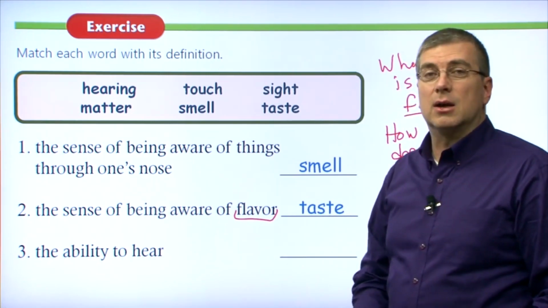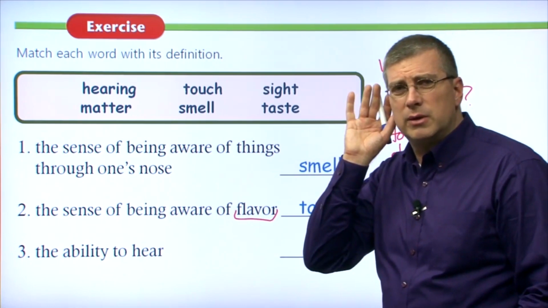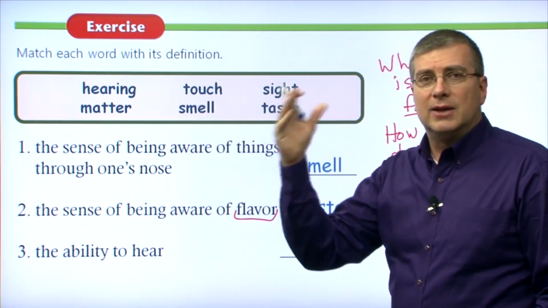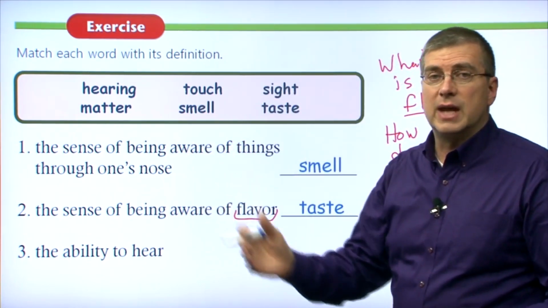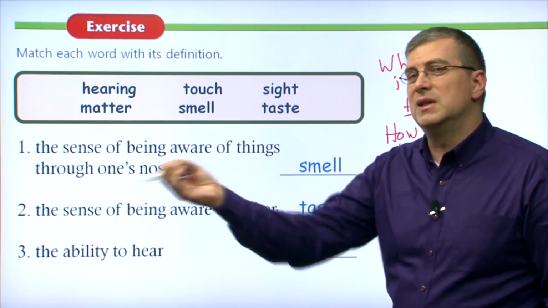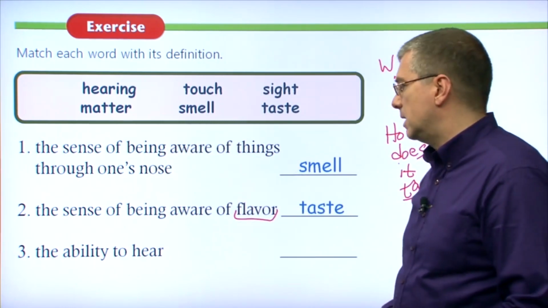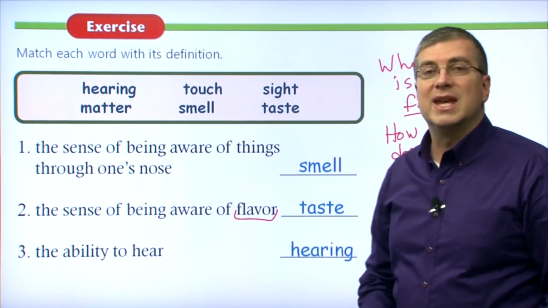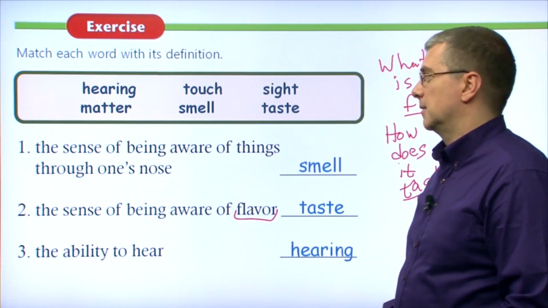Okay, number 3. The ability to hear. When there's a sound out there in the world, some form of matter has created a sound, lots of different sounds. What sense are you using to detect, to become aware of that sound? You are using your sense of hearing, the ability to hear.